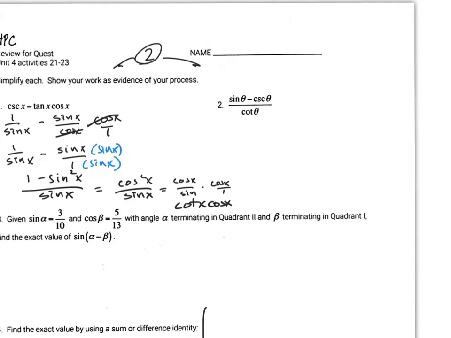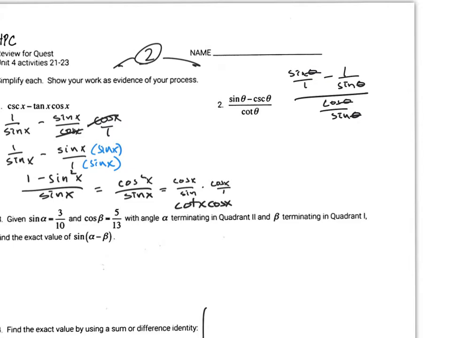So for number 2, let's switch everything to sine and cosine. I'm going to start up here. So we have sine theta over 1 minus 1 over sine theta. Well, I feel like we just simplified that fraction. The denominator, of course, cosine over sine. So let's start with the top.